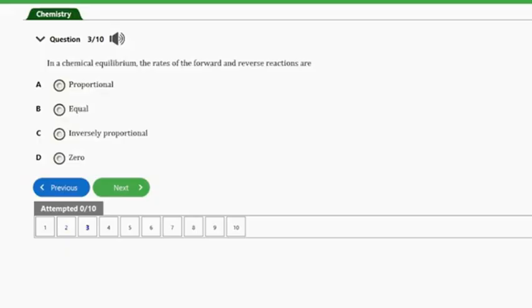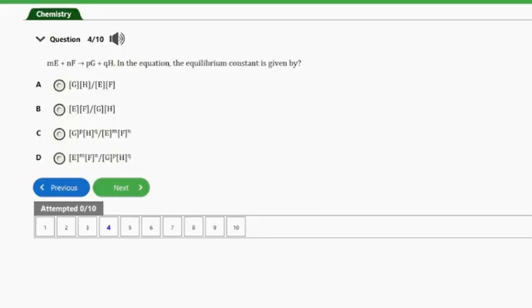Question number 3, it says, in a chemical equilibrium, the rates of the forward and reverse reaction are A, proportional, B, equal, C, inversely proportional, D, 0. So guys, the answer to this question is option B here, and that's equal. The rates of the forward and reverse reactions are equal in a chemical equilibrium. So let's consider the next question, guys.